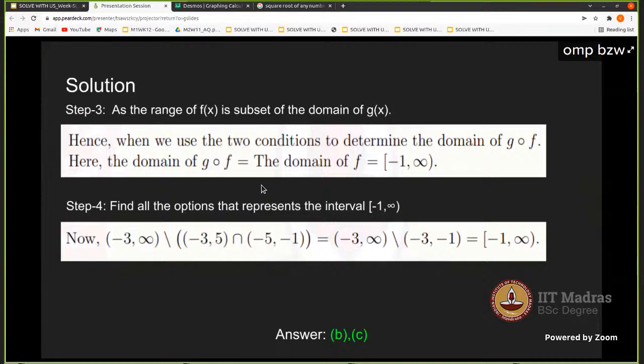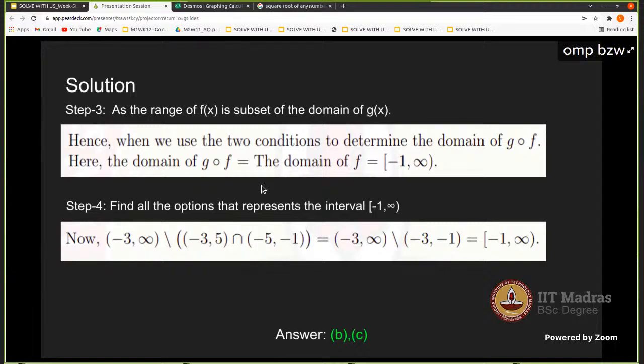So -1 to infinite, I gave you one option. But now after finding this, as it is an MSQ, what you have to do finally is find all the options that represent this particular interval -1 to infinite. So compute or simplify every other option also and see whether that is equal to -1 to infinite or not. One option which I have given you is -3 comma infinite, set minus -3 comma 5 intersected with -5 comma -1. This particular thing can be simplified to -1 to infinite like this. Just see that.